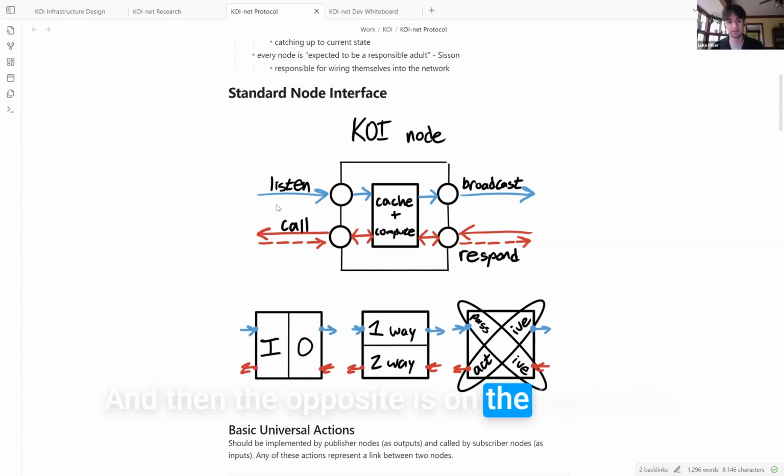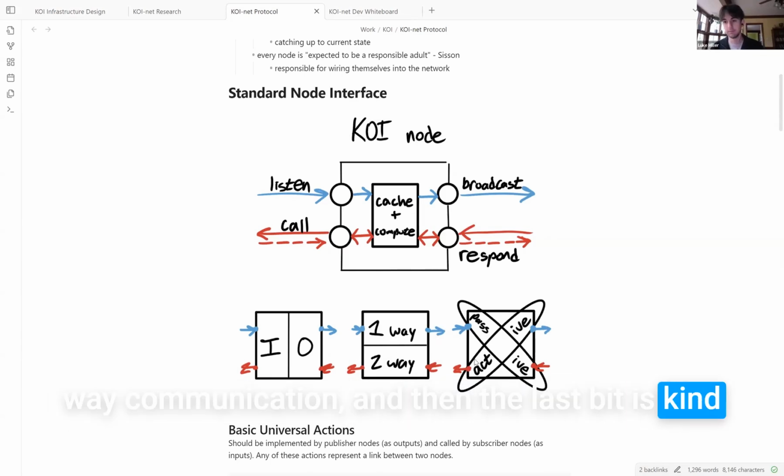And then the opposite is on the input side. So we're either listening to and receiving events about knowledge, or sending out requests about knowledge to another node. So these are split across those 2 dimensions: the input side, output side, and one-way, two-way communication.